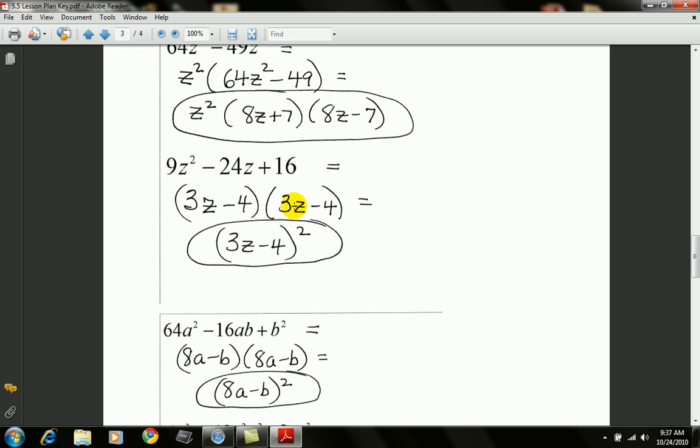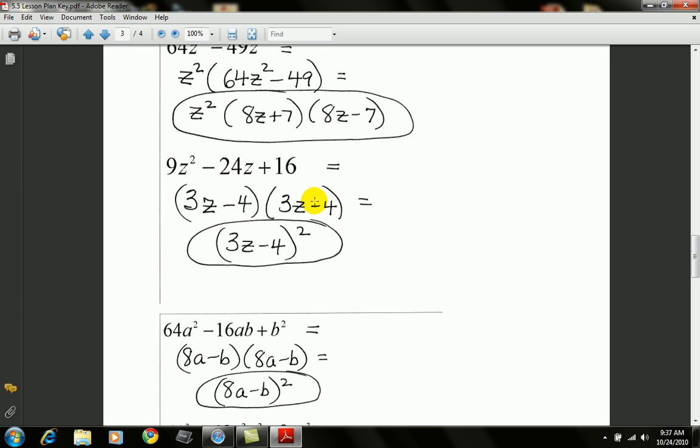3z in the front, which would give me 9z squared. Negative 4 times negative 4 in the back gives me a positive 16. And to make sure I have the correct middle term, chin and grin it. The chin is the inner part. Negative 4 times 3z is negative 12z. The grin is the outer part. That would also be a negative 12z. So the outer and the inner, the chin and the grin, give me negative 24z.